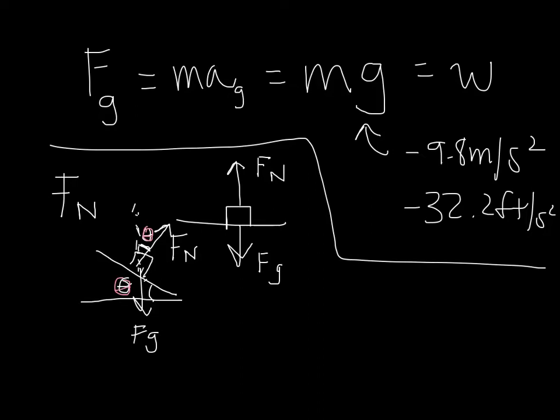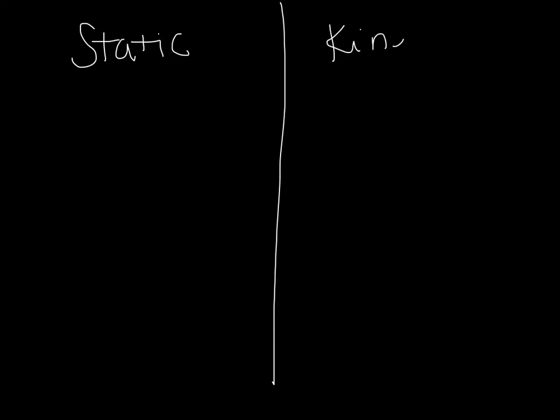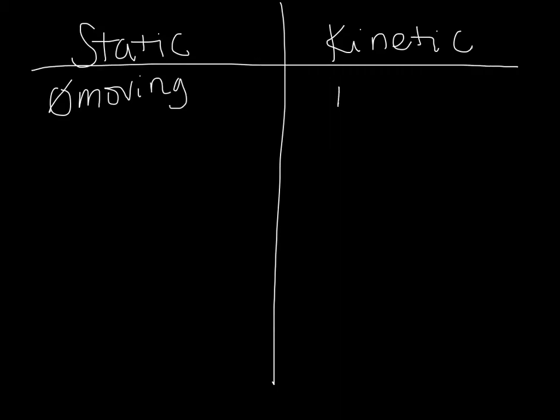Now let's talk about terminal velocity. Actually, before we talk about terminal velocity, let's talk about friction. And we have 3 different kinds of friction, but in this video I'm going to just talk about 2 of them. One of them is static, and one of them is kinetic. Static is not moving. Kinetic is moving.